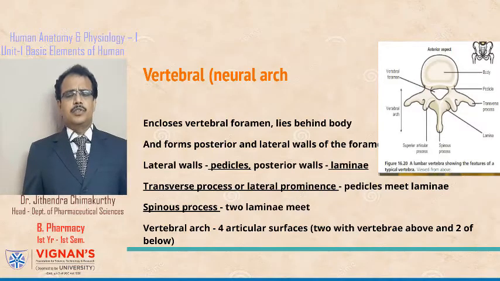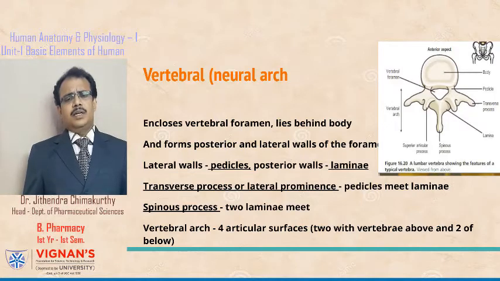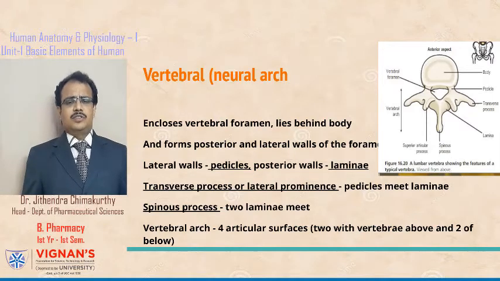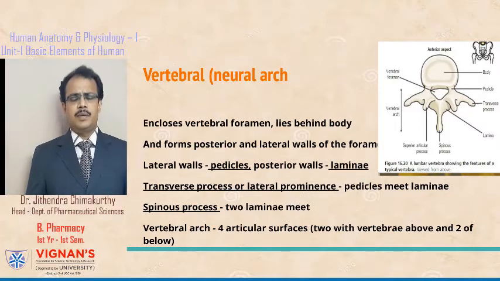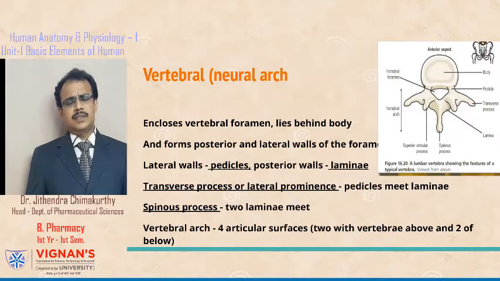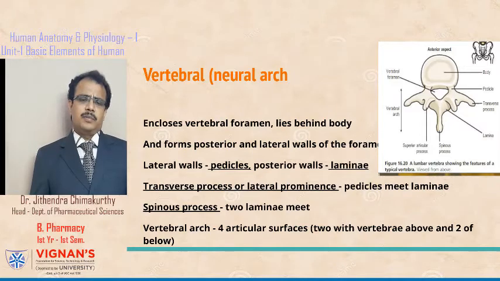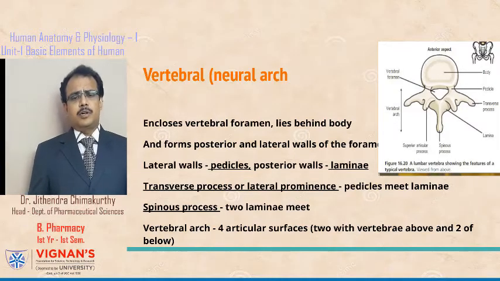The next region is the neural arch, also called the vertebral arch. This lies posterior to the body and also posterior to the vertebral column. This vertebral arch consists of lateral walls and posterior walls. The lateral walls are called pedicles, whereas the posterior walls are called lamina. The pedicle and the lamina combine to form the transverse process, whereas 2 laminae combine to form the spinous process.